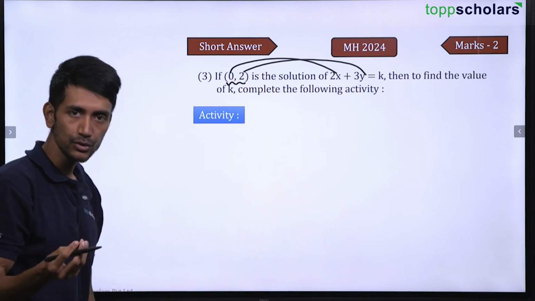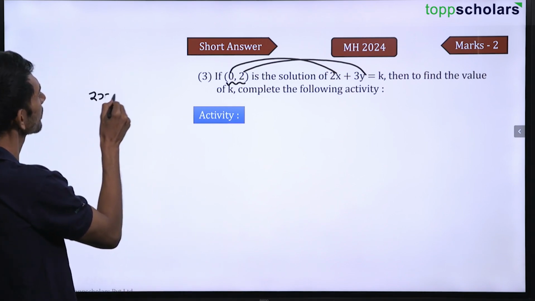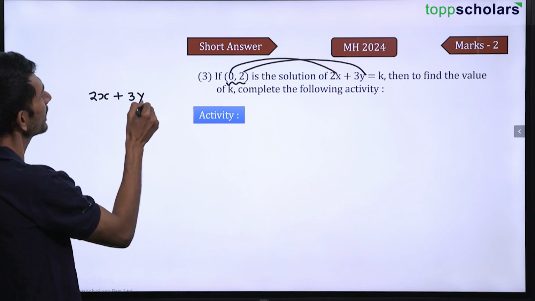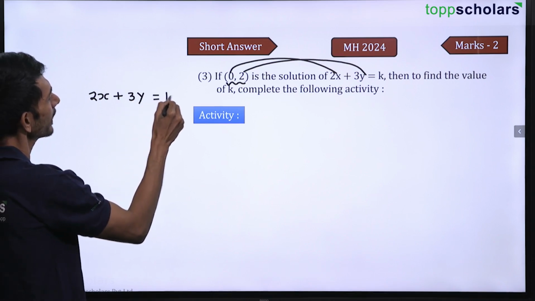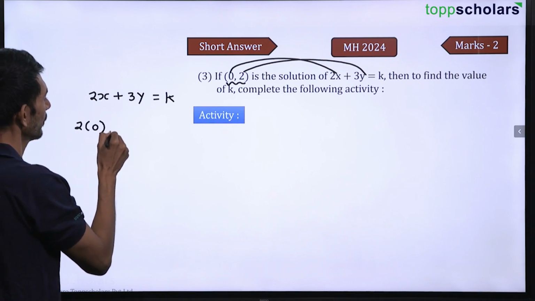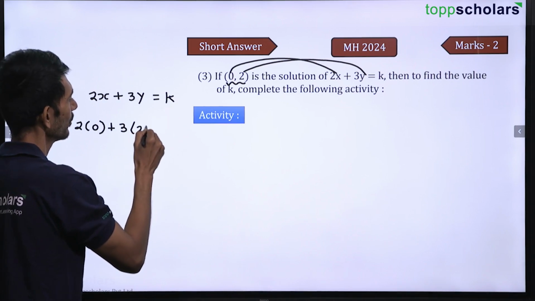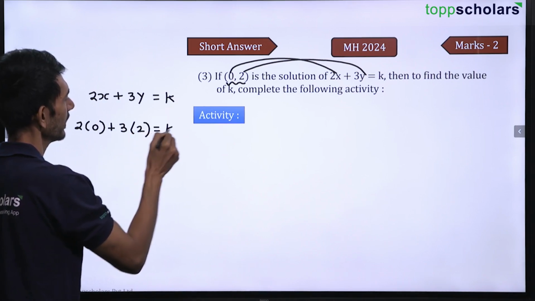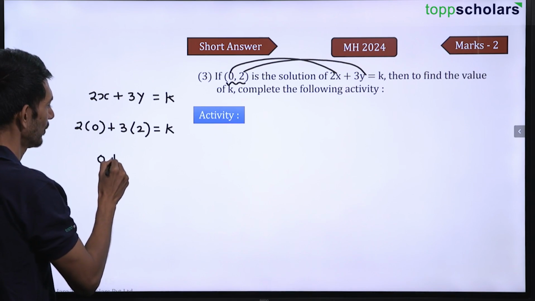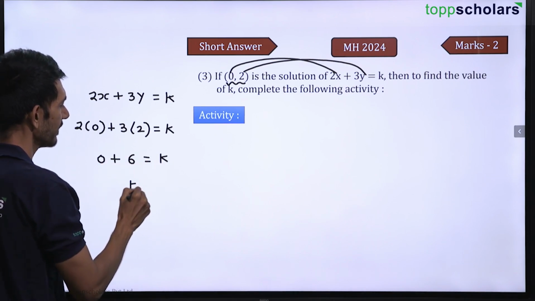(0, 2) is the solution. That means that it satisfies the equation. So if I have 2x plus 3y is equal to k, if I put x as 0, I get 2 into 0 plus 3 into 2 is equal to k. This becomes 0 plus 6 is equal to k. So finally we get k is equal to 6, right?